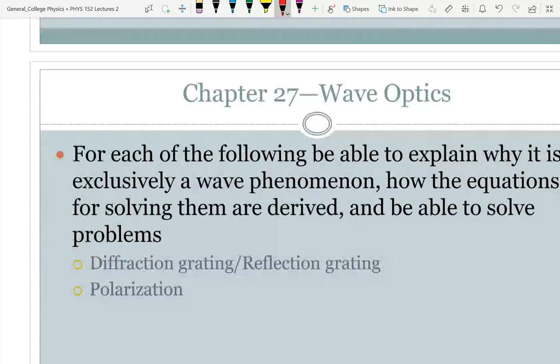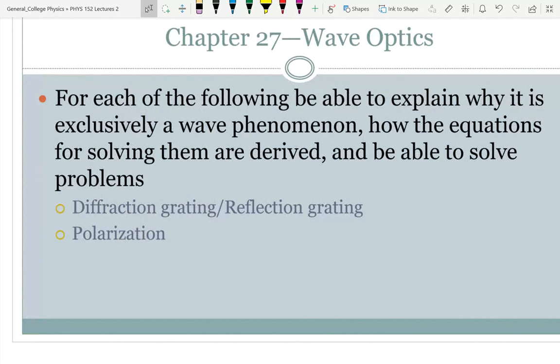Okay, so chapter 27, wave optics. We studied two pieces of wave optics, diffraction gratings and polarization. I have reflection grating here. The difference is that a diffraction grating has slits and light passes between them. A reflection grating has mirrors that are set like this, and so the reflection grating is more efficient. They're blazed for a specific angle and you have very high efficiency in a certain range of wavelengths. You don't need to know the difference between the reflection and the diffraction grating. They're both using diffraction, and they're both using the same rule.